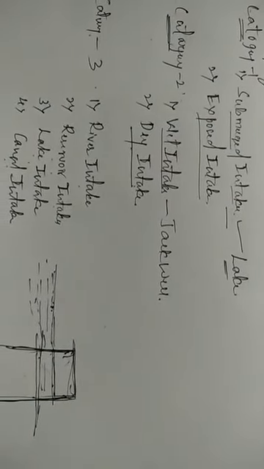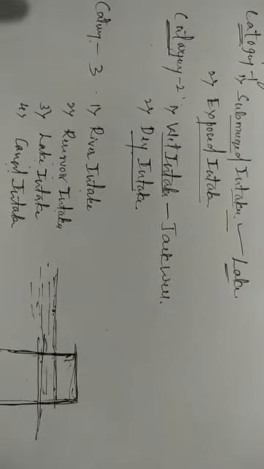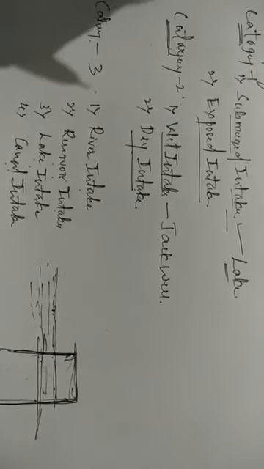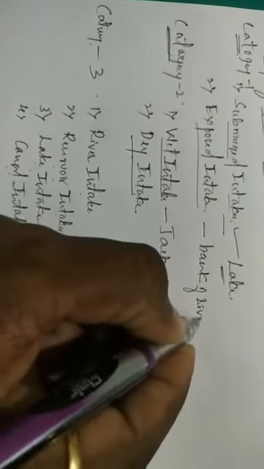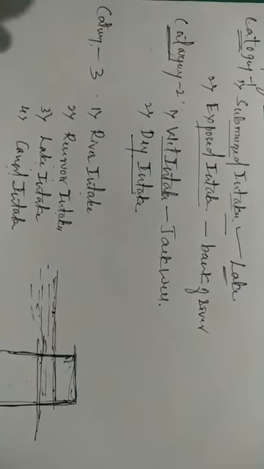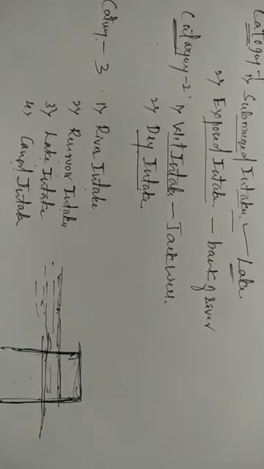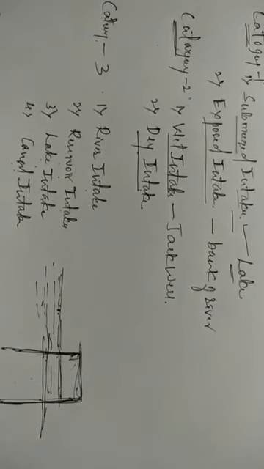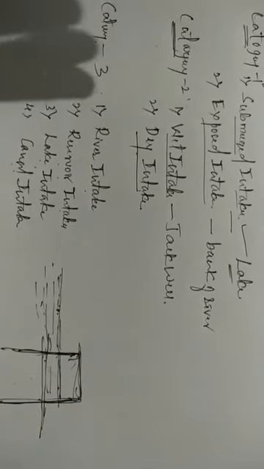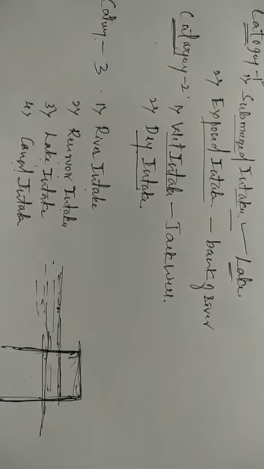Next, exposed intake structures means what? These are a type of well or a tower, and these are constructed near the bank of the river, or away from the river banks. In that place, we construct intake structures that are called exposed intake structures. These types of intake structures are easy in operation. So this is what the exposed intake structures are.